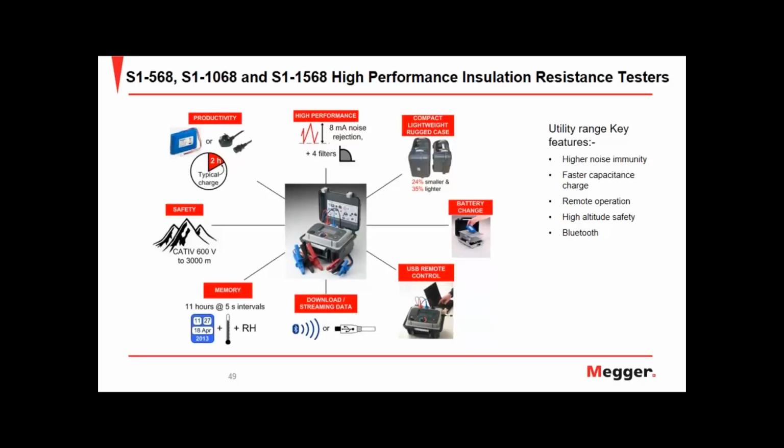Now, the main key features of the S1 range are the higher noise immunity and the charging current. That is what really puts it above many of our competitors. So we're able to charge that capacitance in the cable very quickly, which means you're able to go on. I'm using cable as the example, but in most cases, anywhere you've got a high capacitive load, we can charge it much more quickly using the S1 due to its 6 milliamps of short circuit current. So there you are. You have the S1 high performance range.